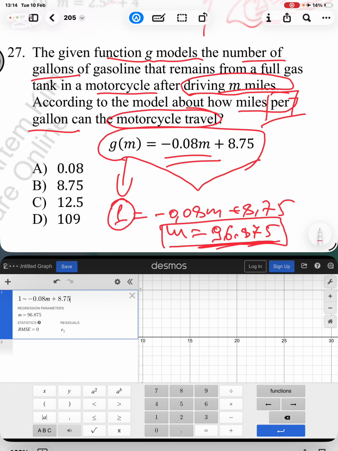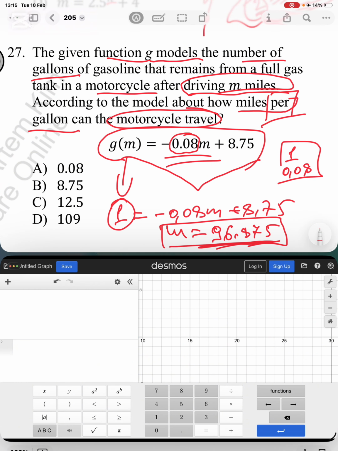So in this case, what do you have to do? The question says, according to the model, about how many miles per gallon can the motorcycle travel. As you can see, this 0.08 illustrates the consumption, right? In this case, you simply have to divide 1 by 0.08. Okay, then you can simply find that 1 divided by 0.08 is going to be 12.5. So this is going to be the C choice.